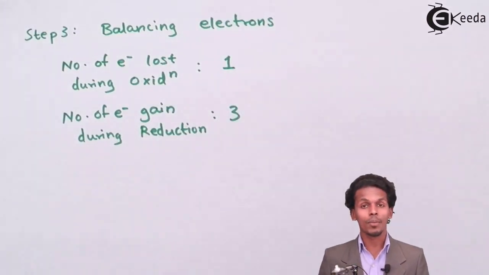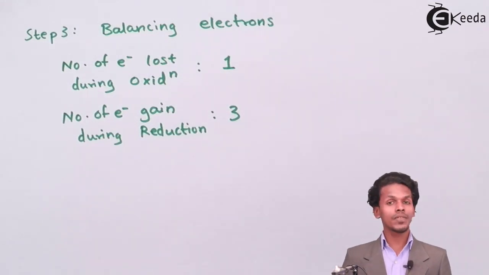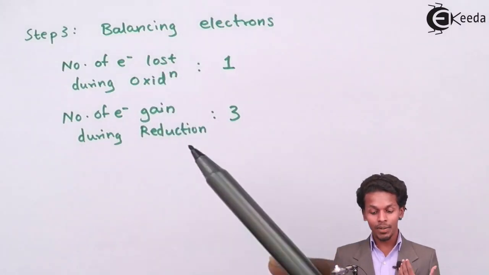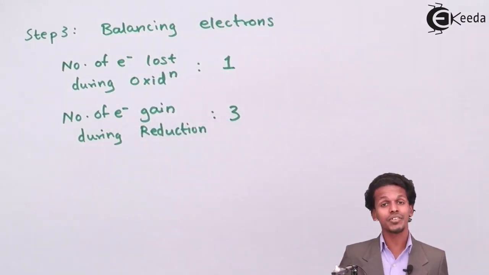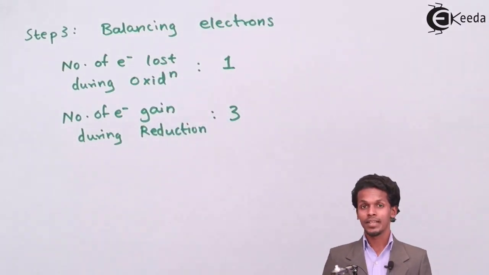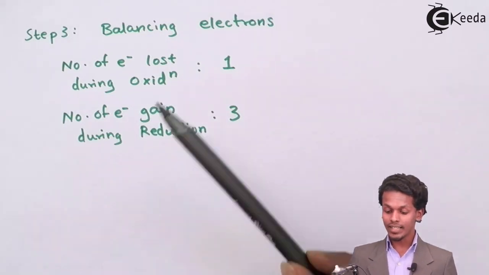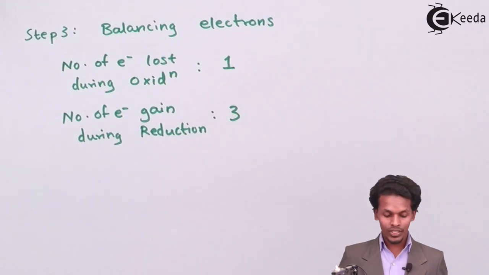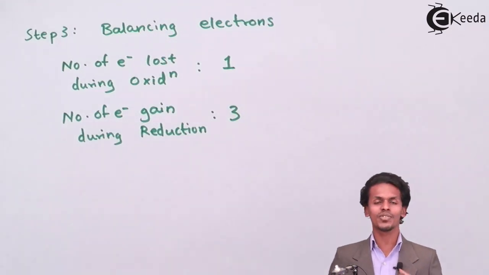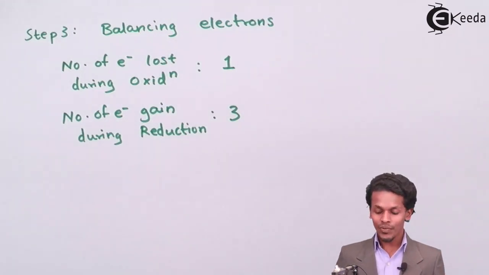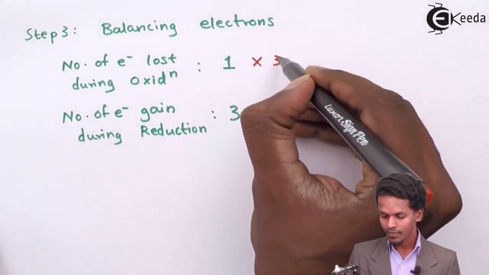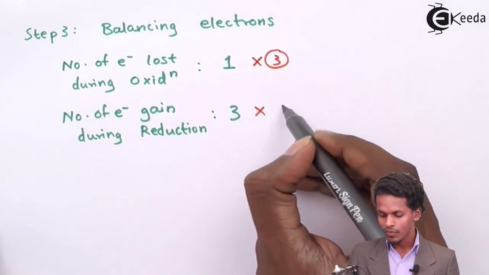So this is what we have got. But as we can observe, the number of electrons lost during oxidation and the number of electrons gained during reduction are not the same. One has a value of 1 while the other has a value of 3. So they are not electronically balanced. So what we are going to do is a simple process known as cross multiplication. We'll multiply 1 by 3, and this 3 by 1.